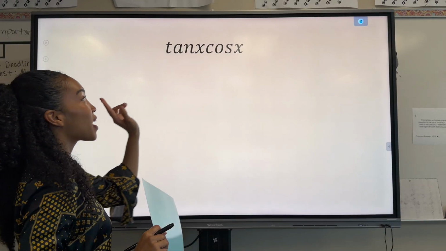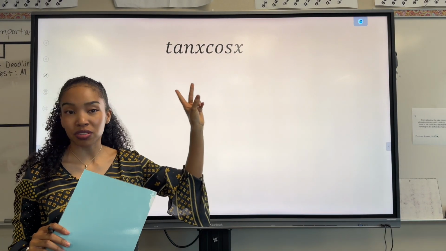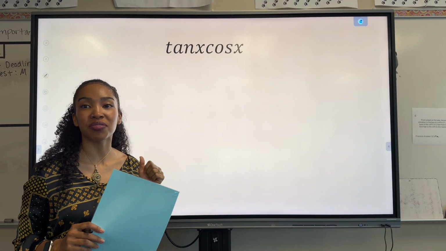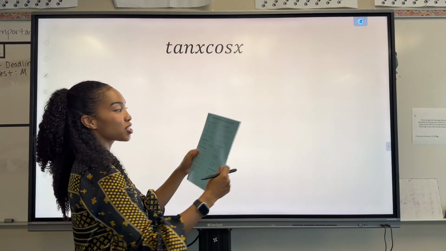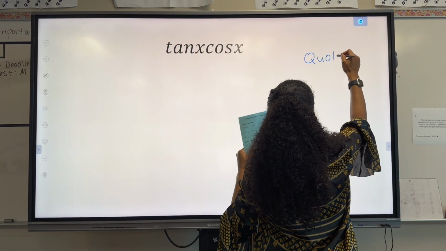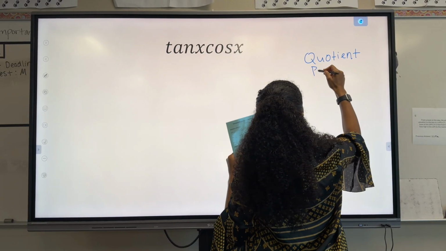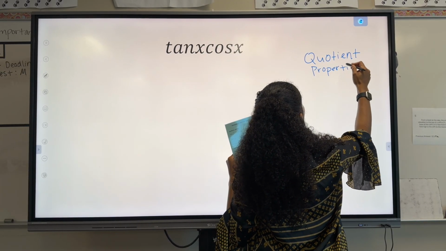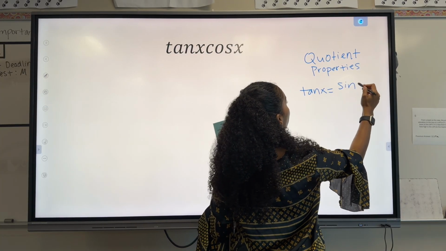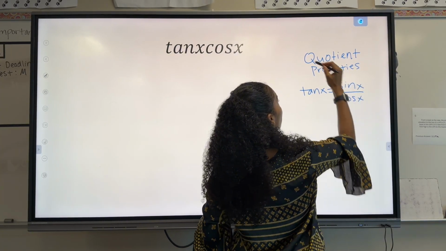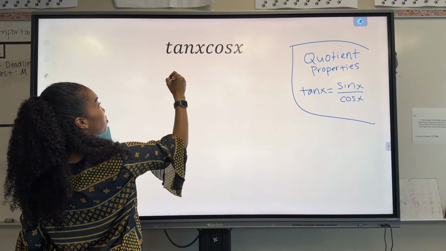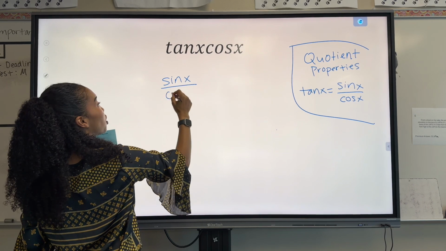Today we're going to be simplifying these trig expressions, okay? The trick to doing this, you need to convert everything into terms of sine and cosine. So guys, if you look at your formula sheet, under the quotient properties, how can you rewrite tangent? Sine over cosine. Exactly. Tangent can be written as sine over cosine. So that's what I'm going to use from the formula chart, this piece of information. So tangent, let's rewrite it as sine over cosine.